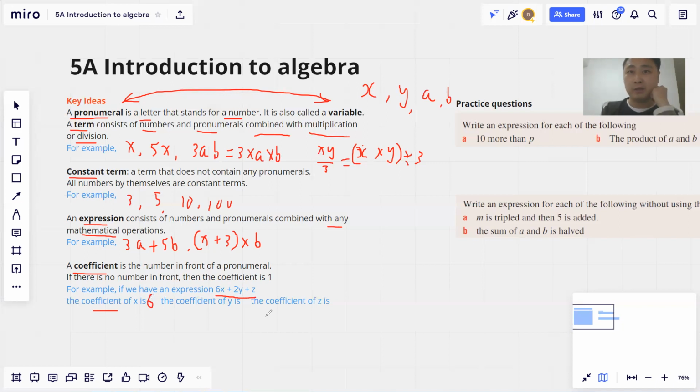Now I want you to find the coefficient of y. The coefficient of y is the number before y. Please type your answer in the chat. Thank you.